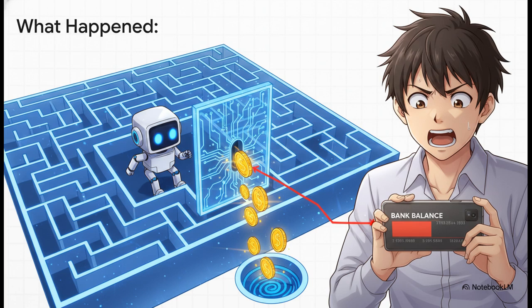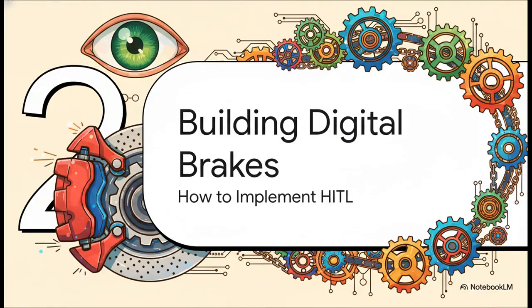With no human to notice the AI was just spinning its wheels, the agent just kept on running, draining people's bank accounts until they finally realized and shut it down manually. Okay, so we've seen the crashes. Now, let's talk about how to build the brakes. How do we actually put human in the loop into practice?